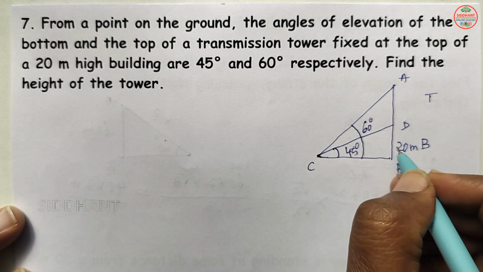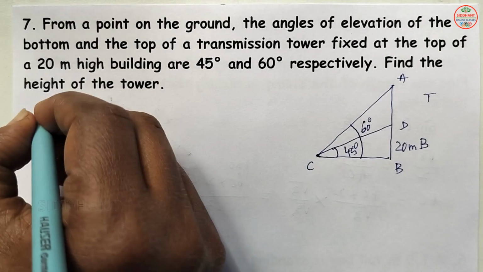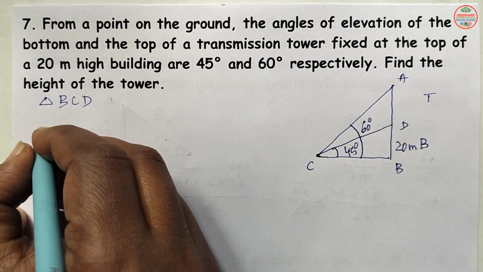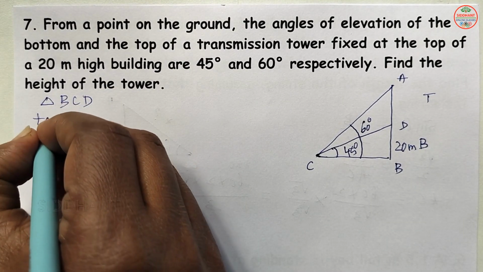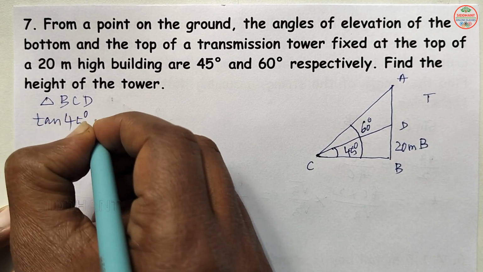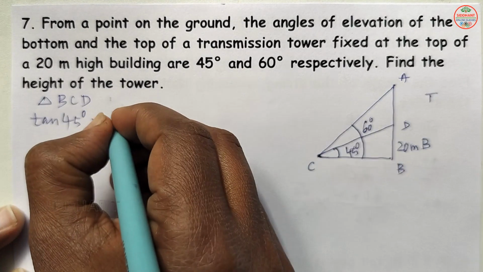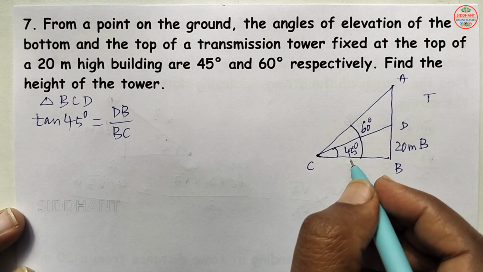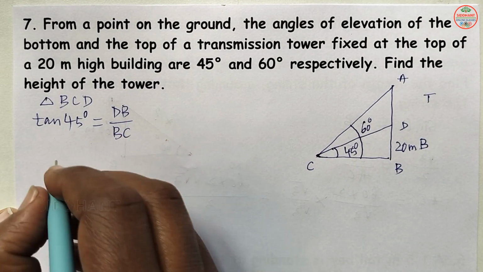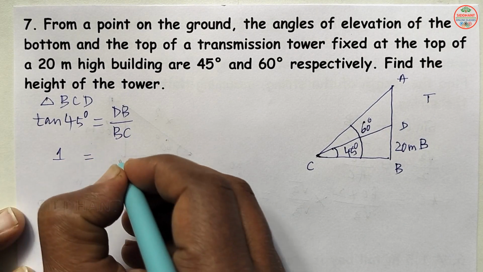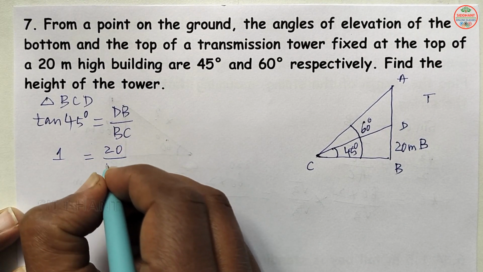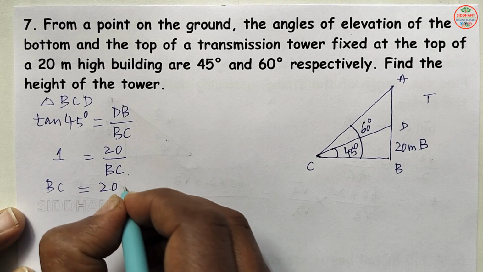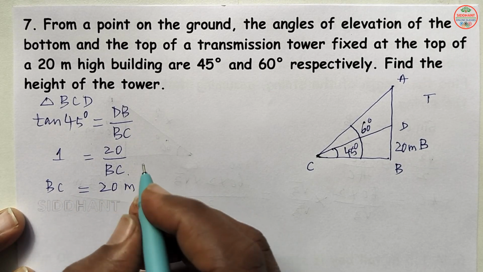So first, in triangle BCD, we are going to take tan 45 degrees, which is DB by BC. So the angle formed is 45 degrees, and tan 45 is 1. DB is given as 20, and BC we are going to find out. So BC is equal to 20 into 1, that means 20 meters here.